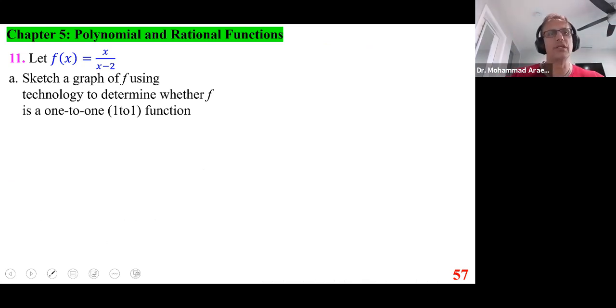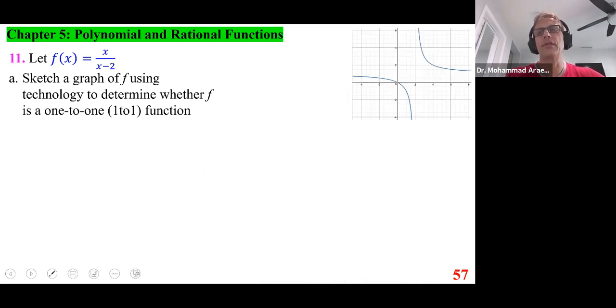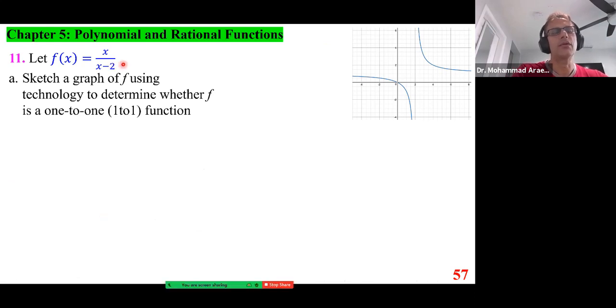Sketch the graph using technology. We're not going to waste time going through that step by step. So here's the graph, roughly. I hope you realize, by the way, that if I were to draw the vertical asymptote x equals 2, just to make it clear, this one, so VA x equals 2, HA y equals 1.